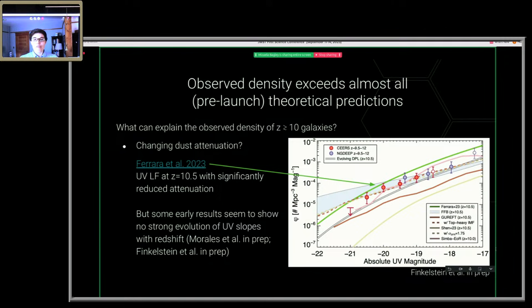However, if you remember Alexa Morales's sample of UV beta and some other work, early results seem to show that there really isn't this strong evolution in UV slopes. So this is an up in the air explanation.